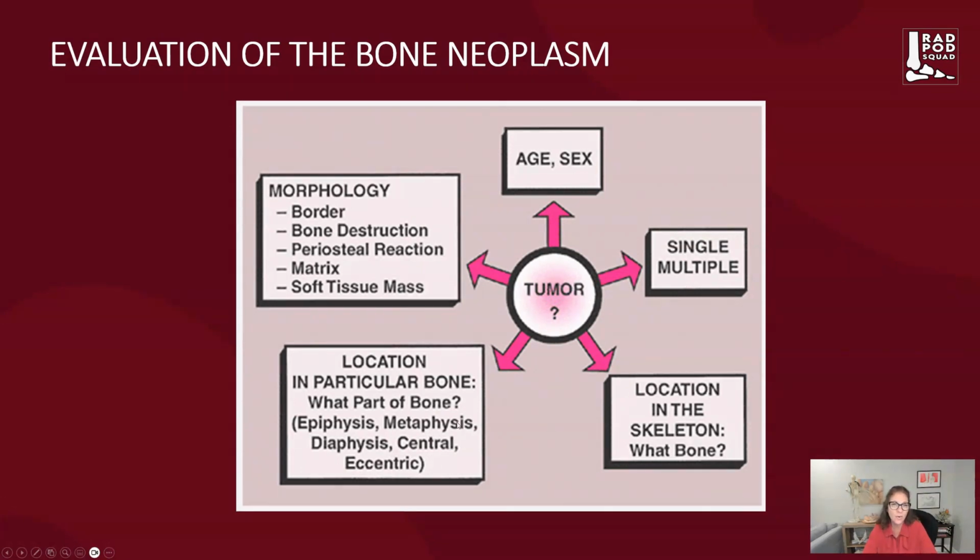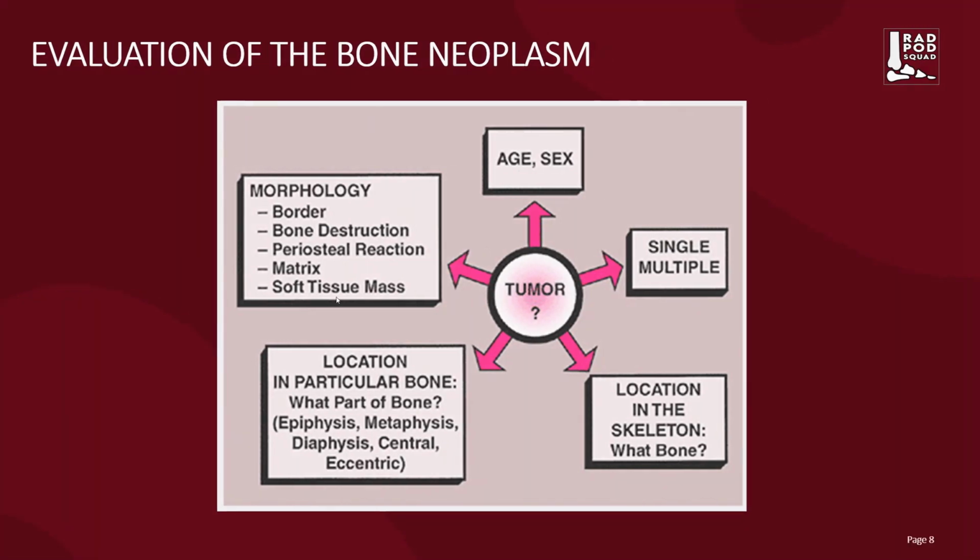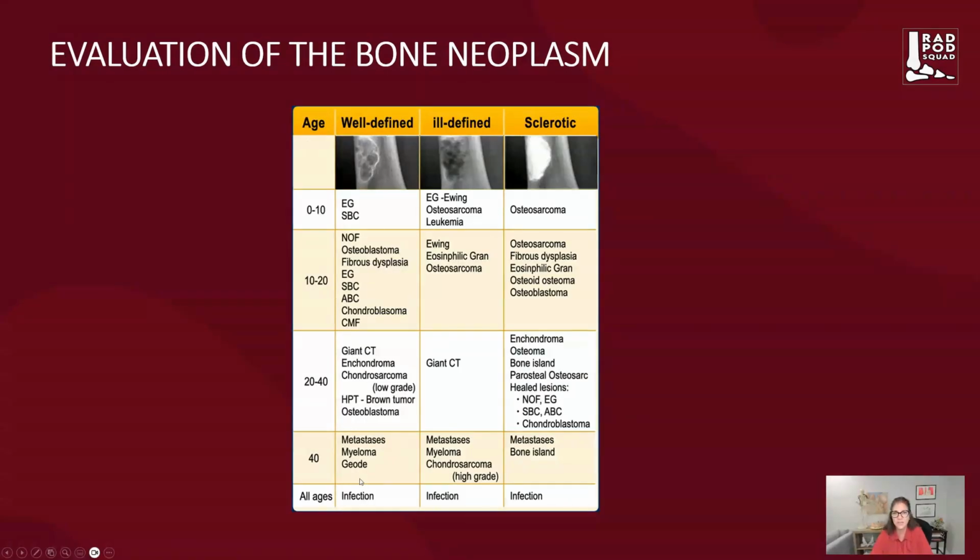Furthermore, is it in the cortex, which we can tell for non-ossifying fibromas? Or looking at the morphology of the lesion, what are the borders doing? Is there destruction? Is there pathologic fracture, periosteal reaction, matrix, or even a soft tissue mass? Again, the age of the patient determines much of the types of differential diagnosis that we encounter. So in the 0 to 10 category, we're talking about eosinophilic granuloma and simple bone cysts.